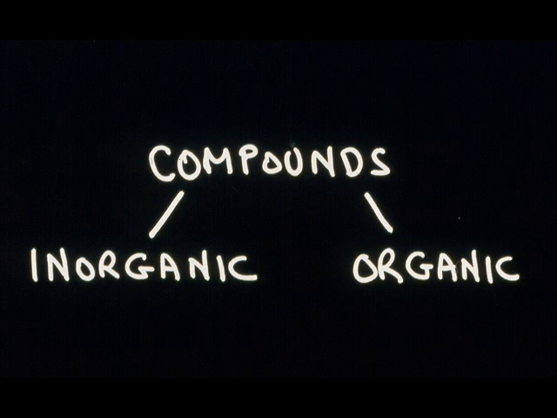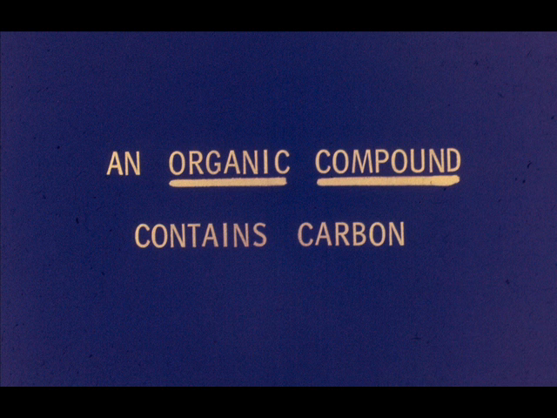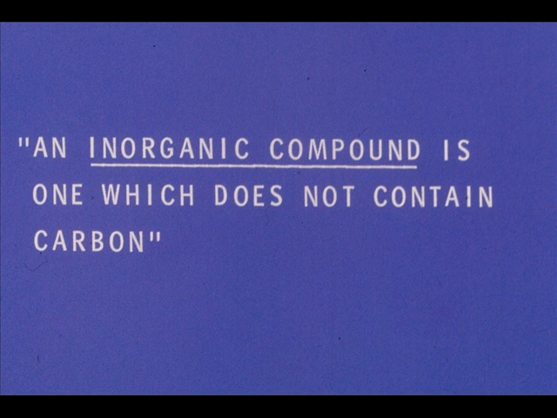To aid in classifying the thousands of different compounds, chemists have divided them into two major groups: inorganic compounds and organic compounds. An organic compound contains carbon. All of the hydrocarbons which we deal with in the refinery and chemical plant fall into this group. An inorganic compound is one which does not contain carbon. There are some exceptions.